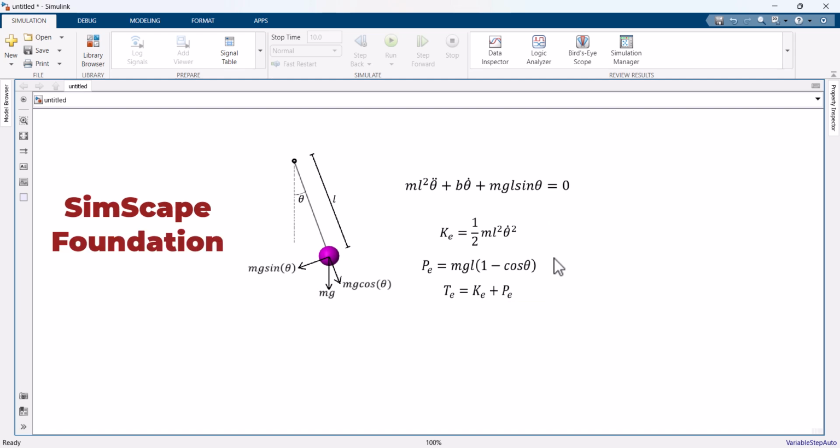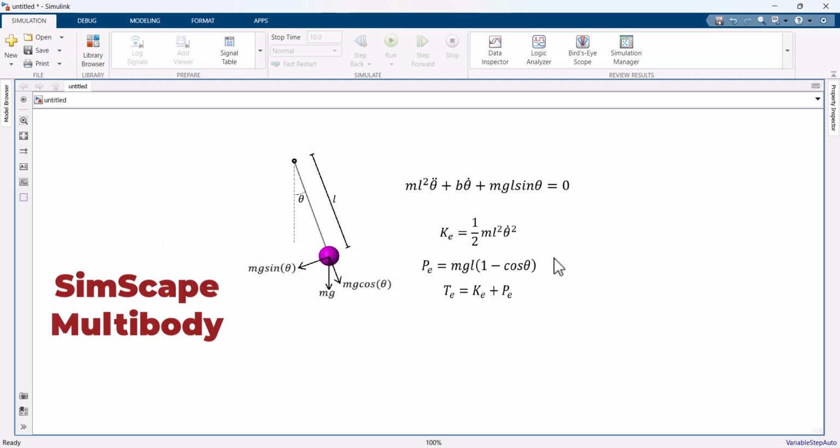So after this implementation, we are going to use Simscape blocks to model the physical system of this pendulum. Then thirdly, we are going to model this pendulum using Simscape Multibody blocks, and we are going to see the pendulum in motion on Mechanics Explorer.